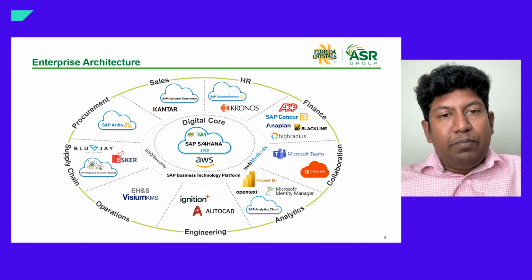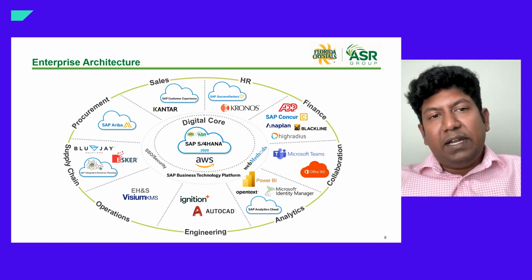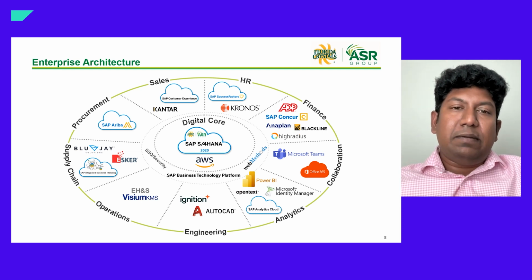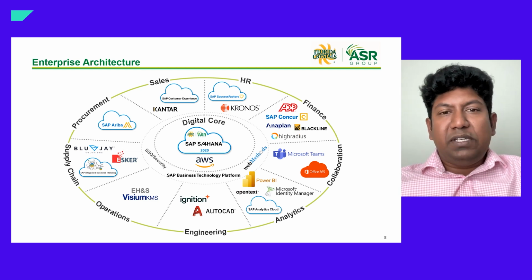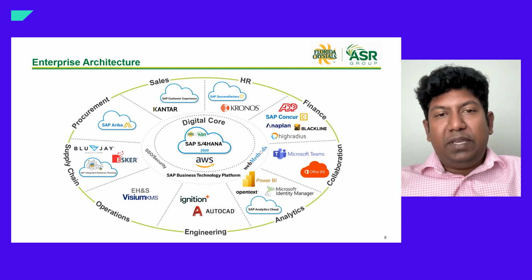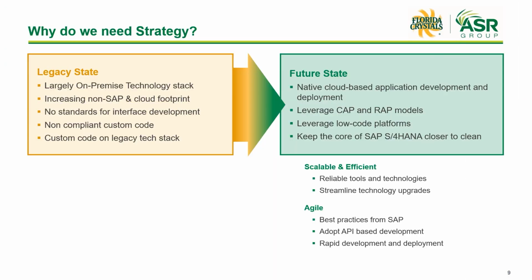I think that is the key part here. And then also you could look at different functions and how different SAP products are leveraged. Overall, 60 to 70% of our business processes are supported by SAP or SAP-associated capabilities. Moving into why do we need a strategy?